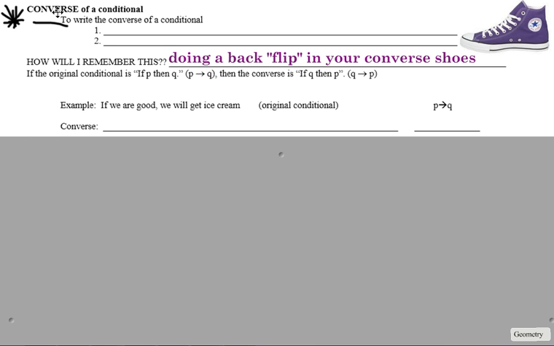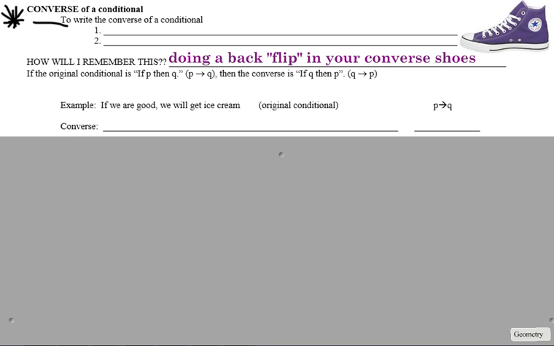Okay, so make sure that you have the definition of converse in your notes in some way that you're going to remember it. If my way doesn't work for you, if you have no clue what a Converse shoe is and you say, there's no way I'm going to remember to flip in my Converse shoes, then come up with something, because these definitions are going to start to kind of mold together, and it's hard to keep them organized.